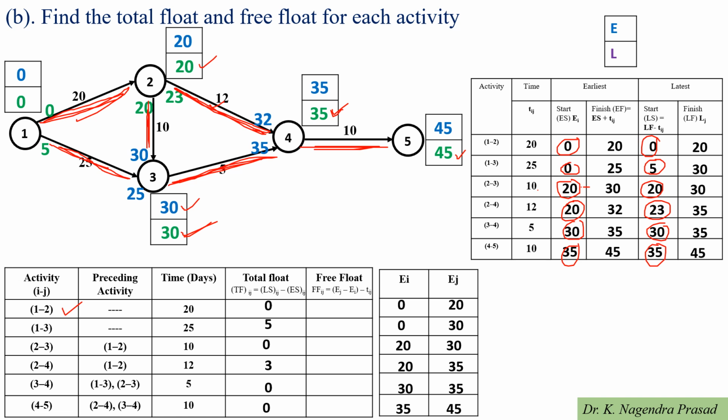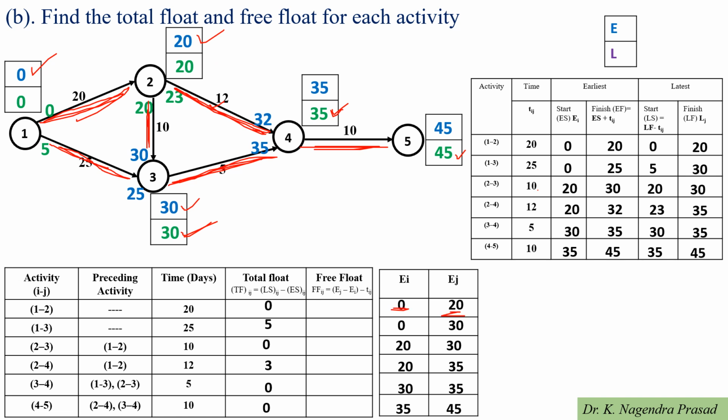Next we have to calculate the free float. Before determination of the free float, we have to identify the EI and EJ values for each activity, which means earliest start time and earliest finish time for each activity. For this, first we look at activity 1 to 2. For activity 1 to 2, EI, the earliest start time, is 0 and earliest finish time is 20. So EI value is 0 and EJ value is 20.